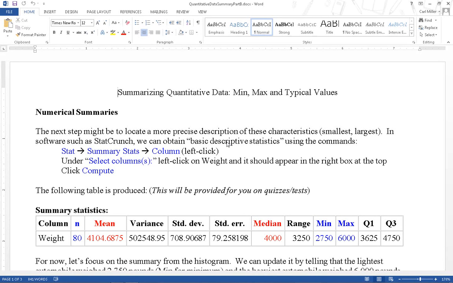Now usually you would have software such as StatCrunch, or you could do this in something like Minitab, or sometimes in Excel if you're just sorting and doing really basic descriptive statistics. There are some commands here on how you could use StatCrunch, but basically it's going to produce output which gives you some summary information. These would be provided on tests or quizzes, but you want to know where to look for the different values and what each thing means.